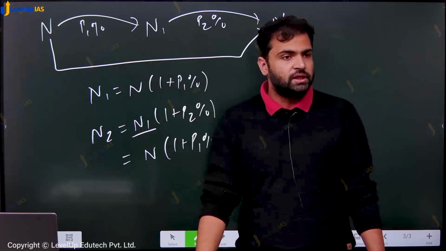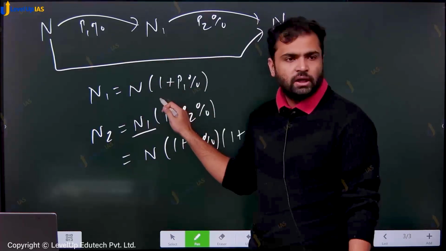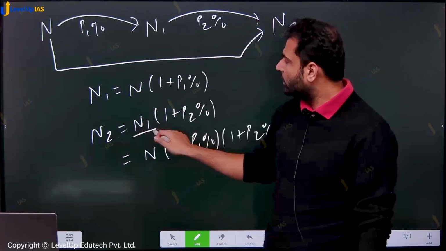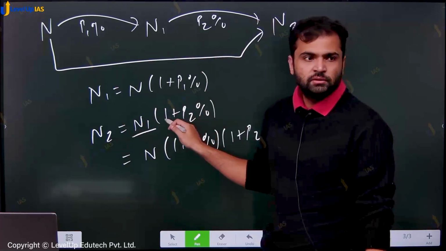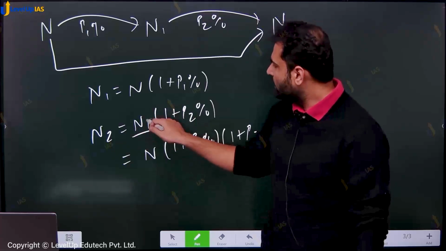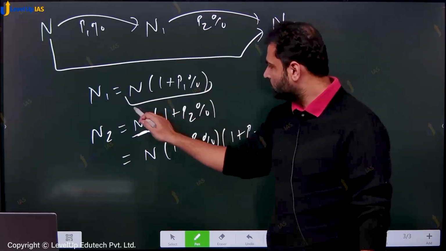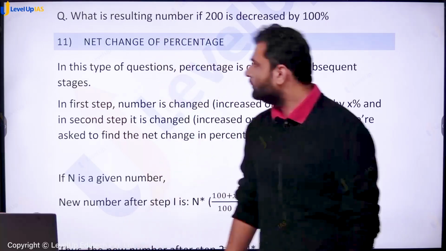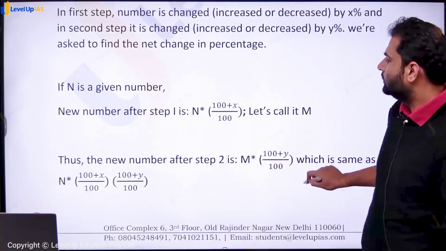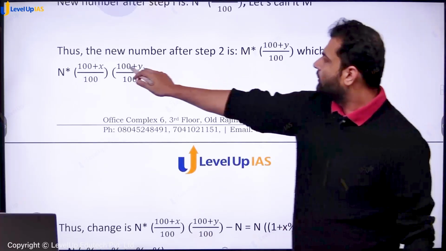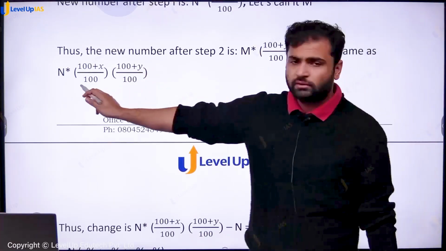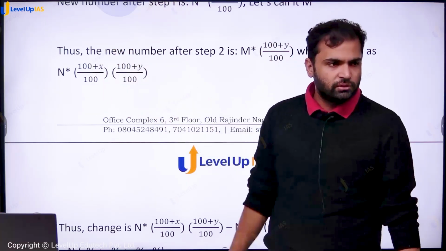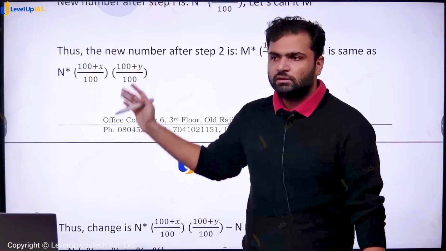If it is p1% increase, what would be n1? ये वाला. And if this is increase of p2%, this would be n1 into 1 plus p2%. So I am just now putting instead of n1 this value. ठीक है? There, the number after step 2 is this. I have taken x% y% instead of p1 p2. This is 1 plus x%. This is 1 plus y%.